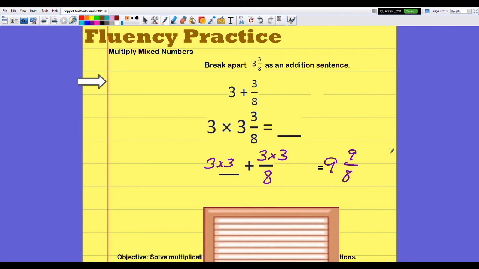But there's a problem. It's an improper fraction. So we can pull out 1 whole. And so 9 minus 8, well, that leaves us with 1/8. We can now add that to the 9. And that's going to leave us with a grand total of 10 and 1/8.